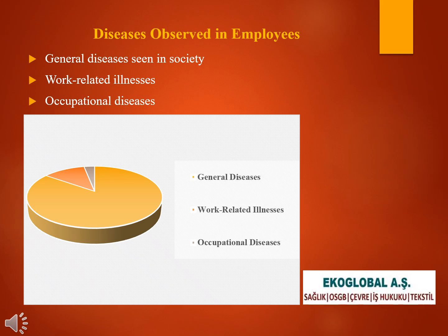Diseases observed in employees can be categorized into three main groups: general illnesses that are common within the wider population, illnesses that are related to the type or conditions of work, and occupational diseases that are directly caused by workplace exposures or activities.